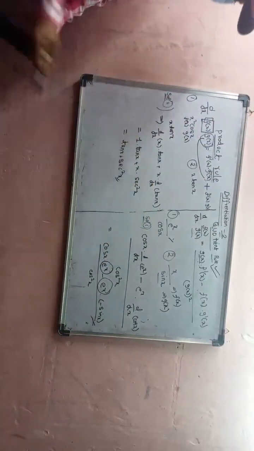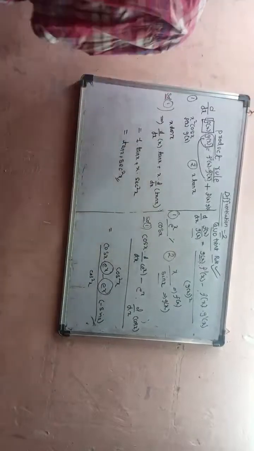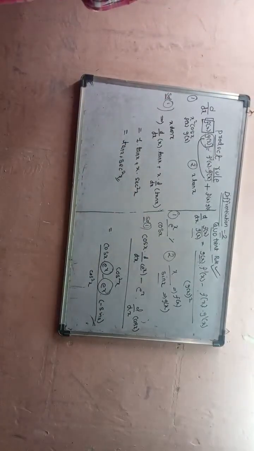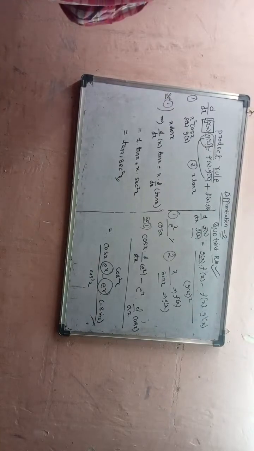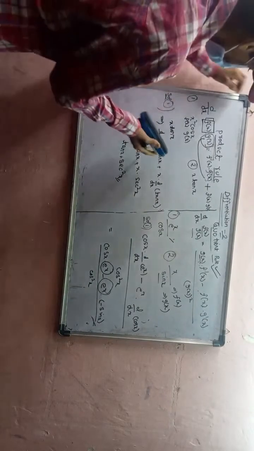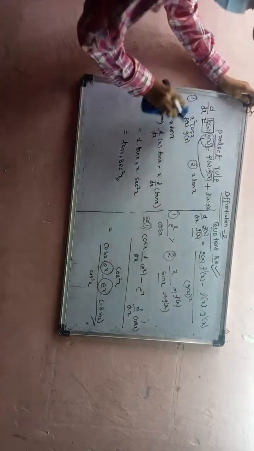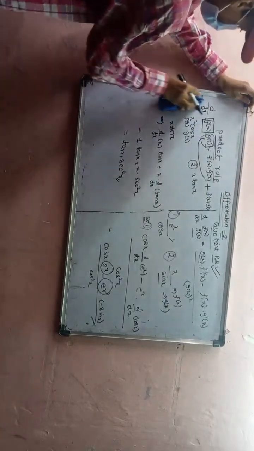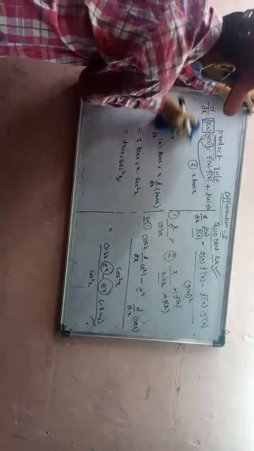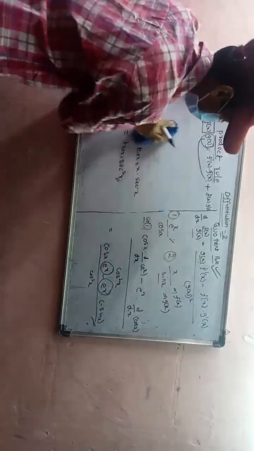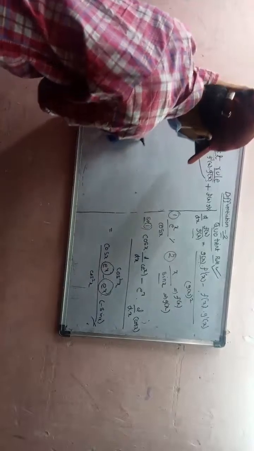Okay. So I am explaining one more example. Listen carefully here. First I will explain one example of product rule. After that, I will explain one problem on quotient rule. Okay.